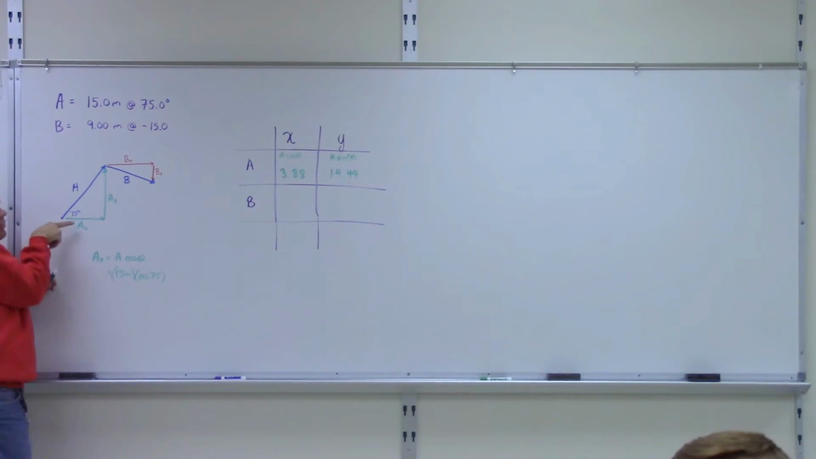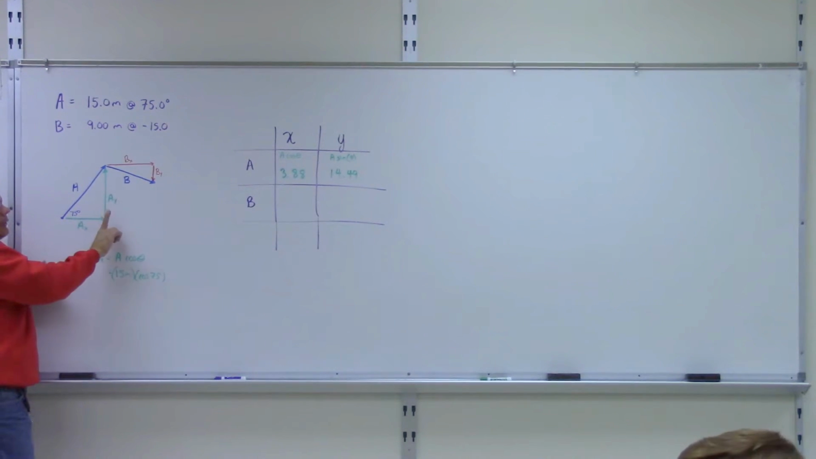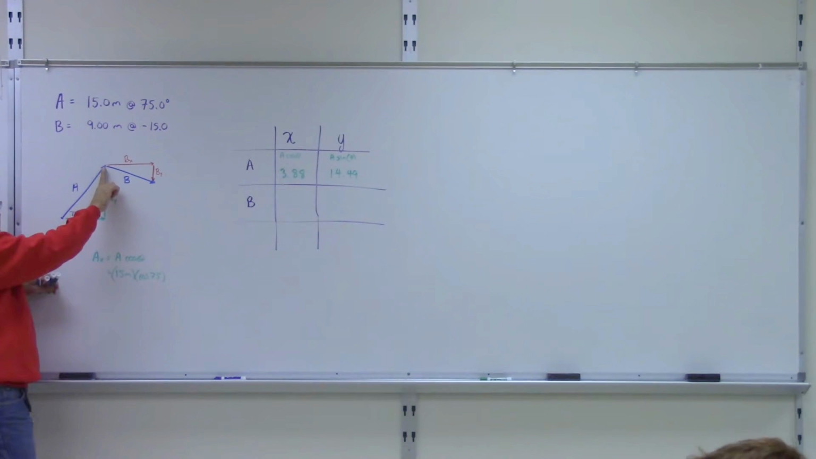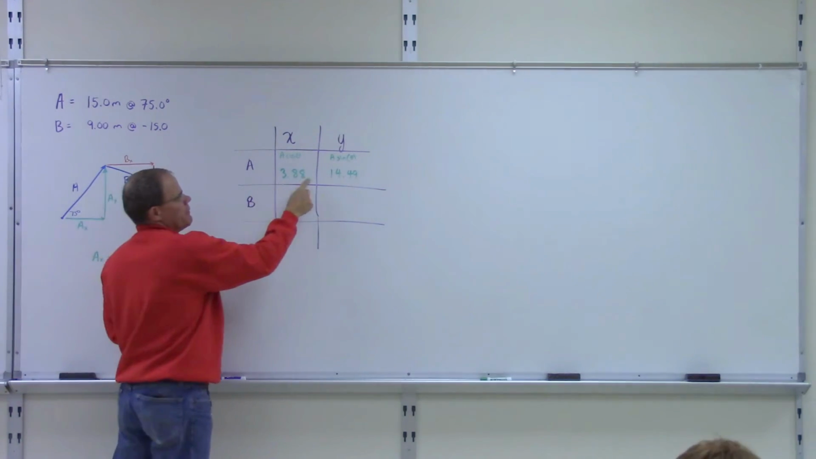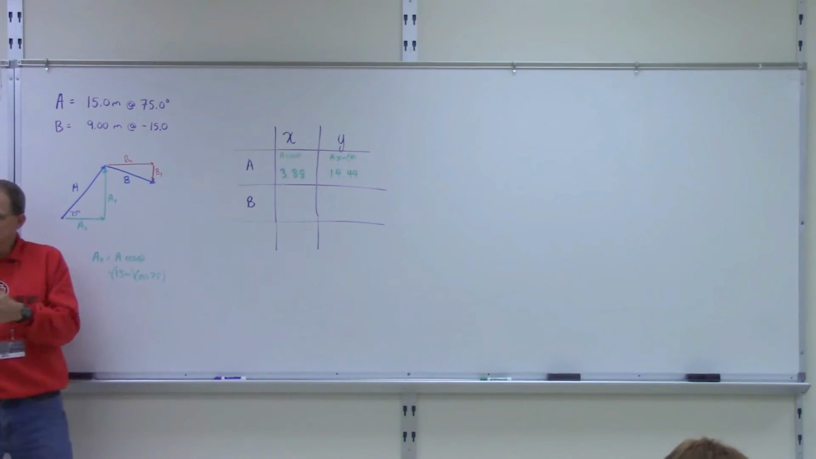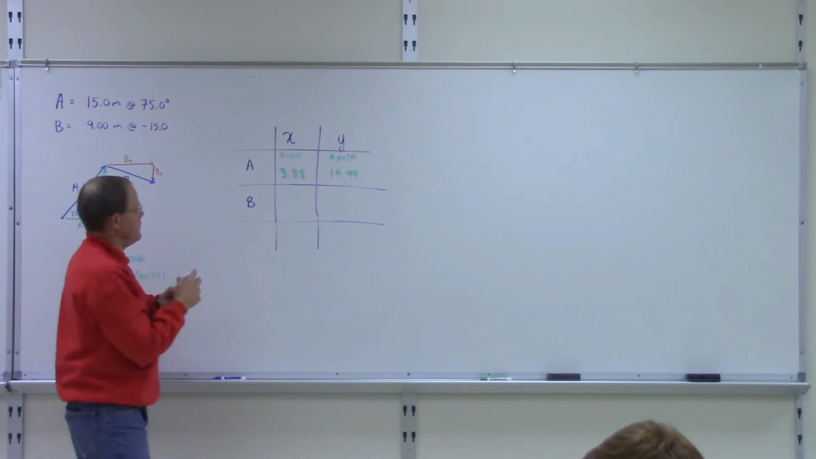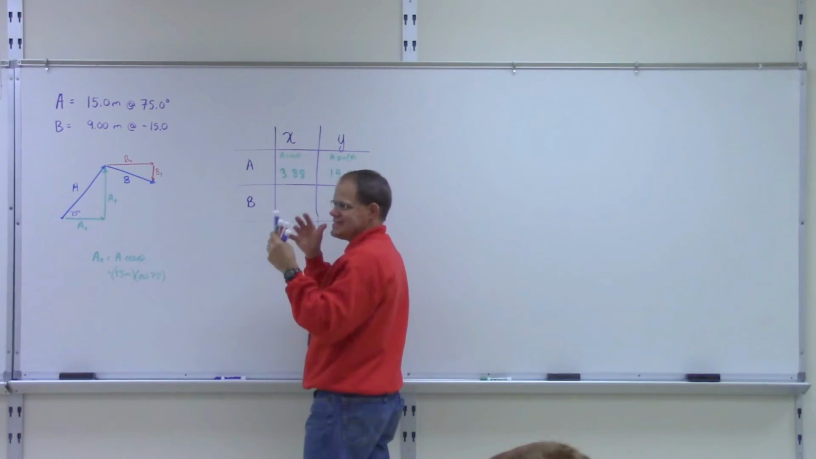So we go 3.88 in the x direction, and we go up 14.49. We found what we call the components of the vector, the parts of the vector going over and up. All right? Now, vector B, we do the exact same thing.